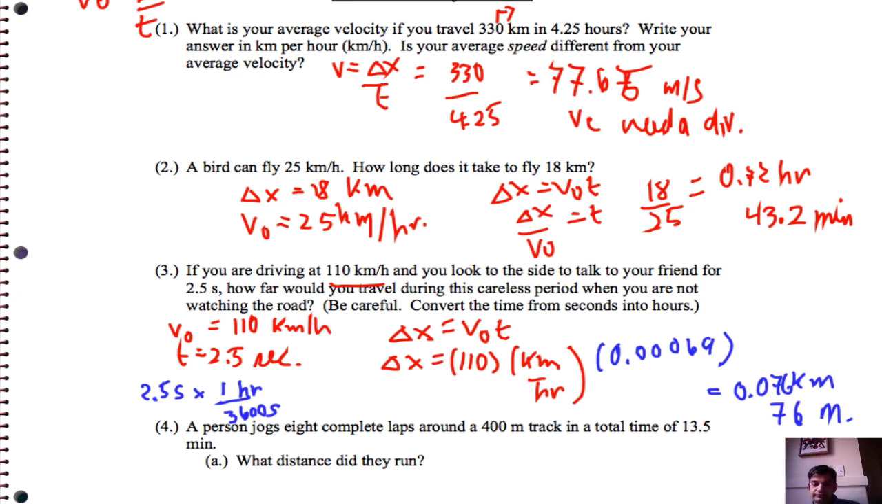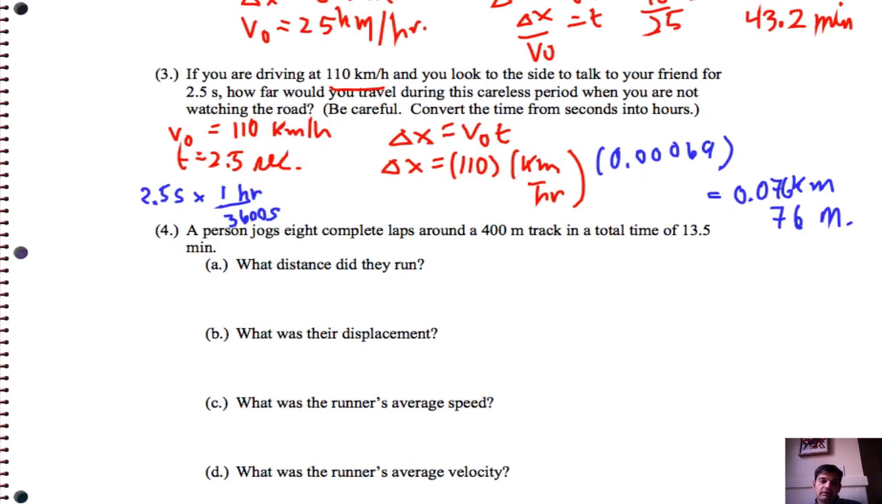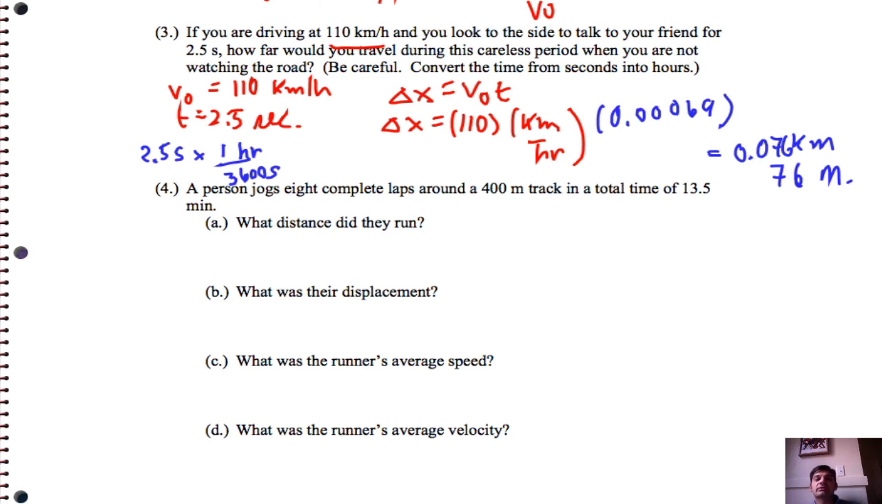All right. So let's take a look at this next problem. We have a person jogging around a track, 400 meters in total, for 30.5 minutes. What's the distance that they ran? So, 400-meter track. Let's assume that the track is 400 meters in circumference. So if we do 8 complete laps, that's 8 times 400, which is 3,200 meters.